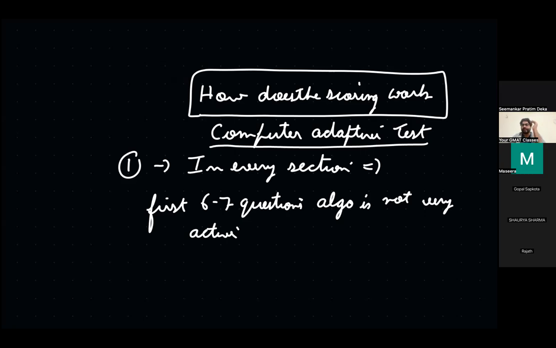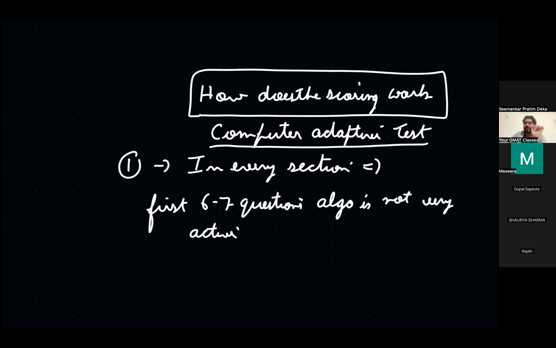So if you are getting tested at a 750 level, if you get a 600 question, you will be very heavily penalized if you get that wrong. If you get that right, nothing will happen. Your score will only improve if you get like a 760 or a 770 question correct. If you are at 750, according to the algo. So first 6 7 questions, algo is not very active.